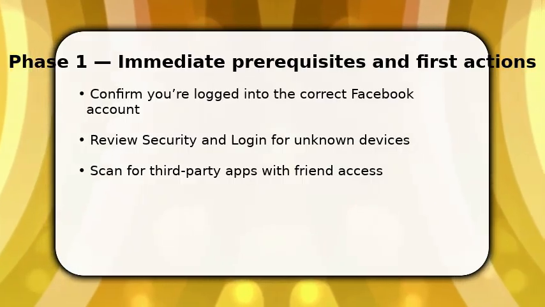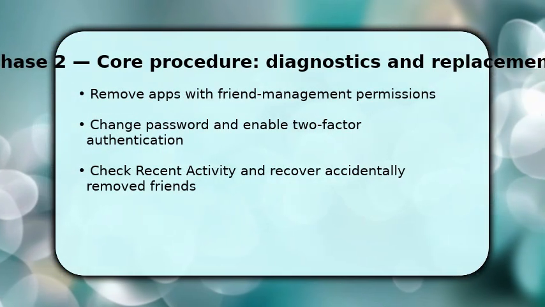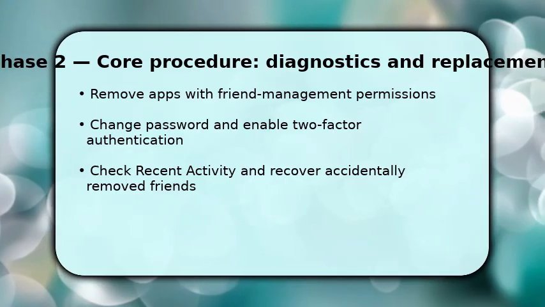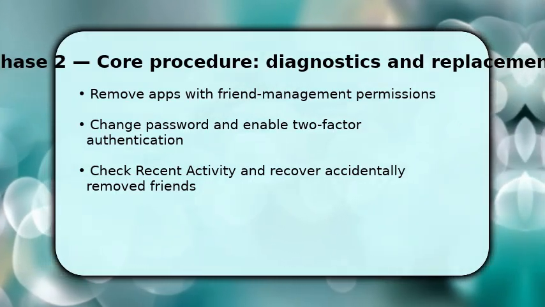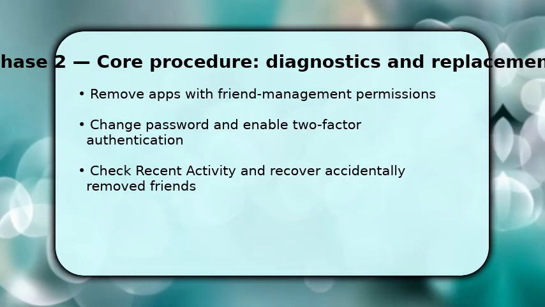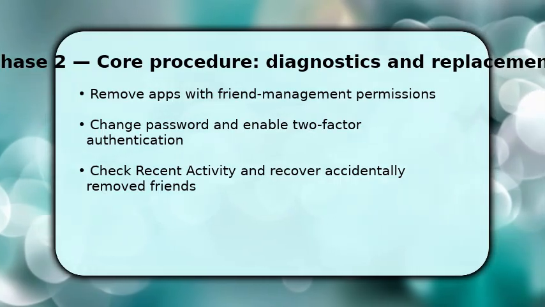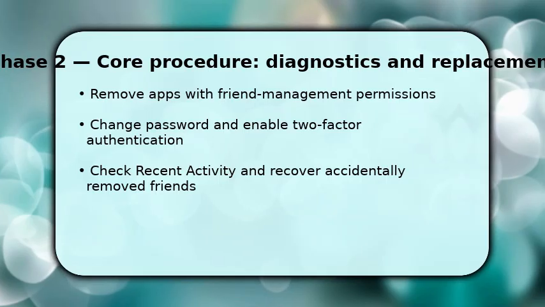You now revoke suspicious access and lock the account down. Change your password to a strong, unique one and enable two-factor authentication, using an authenticator app if possible. Then, remove any app that has access to manage friends, posts, or messages.